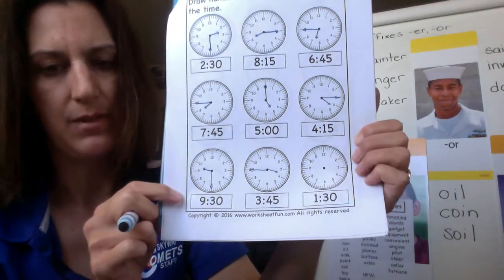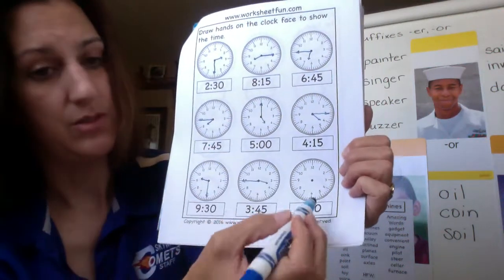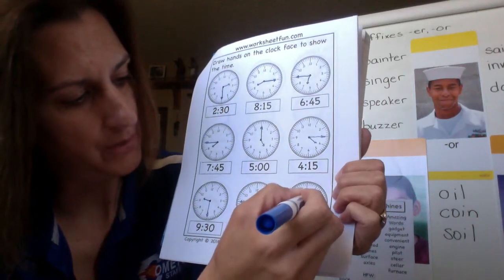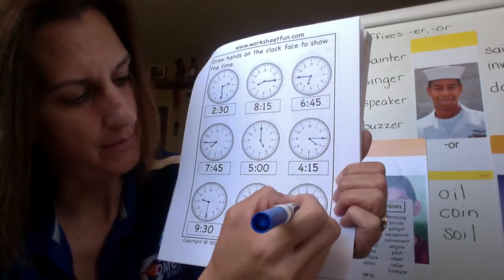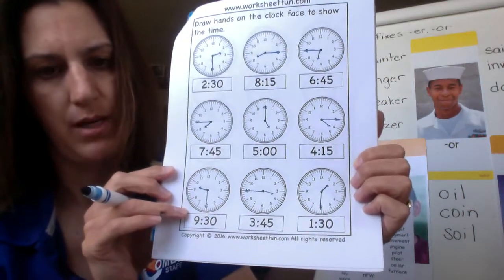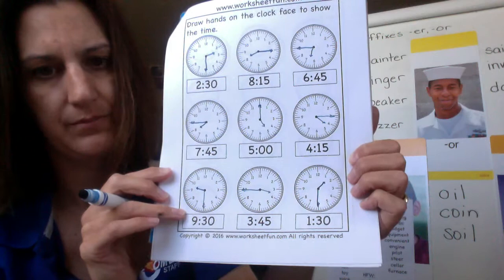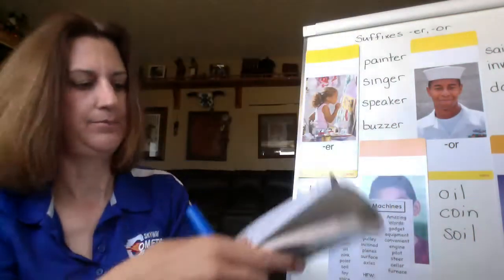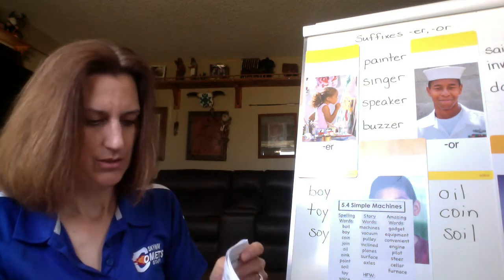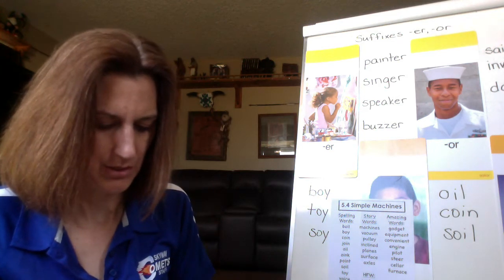Okay, and then my last one is 1:30. So it's halfway around. So that means it's going to be halfway in between the 1 and the 2. And then my minute hand's going to be down to the 6 to show 30. So 1:30. Okay. All right. Turn your page.